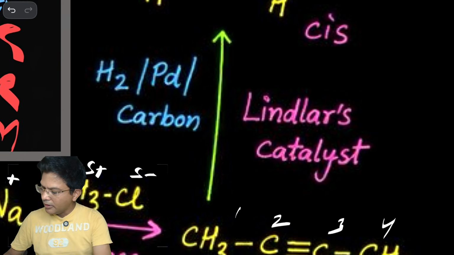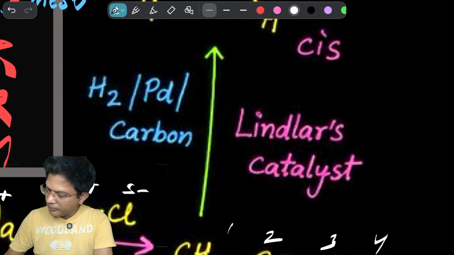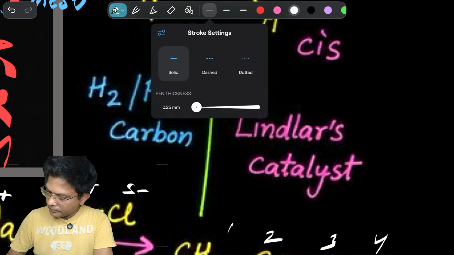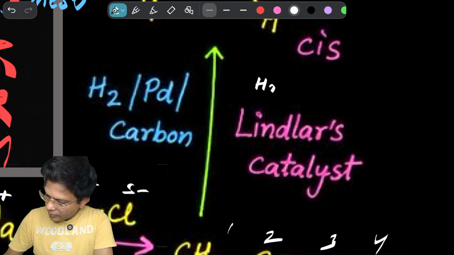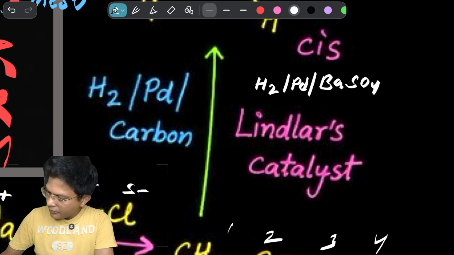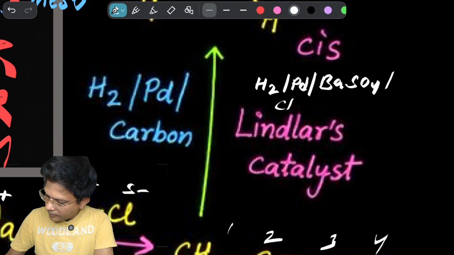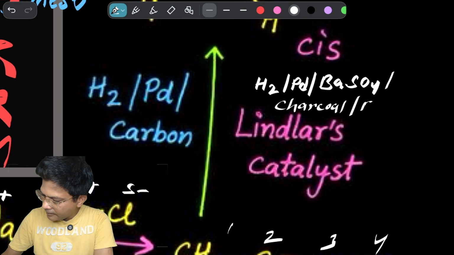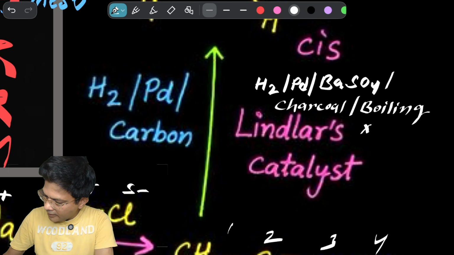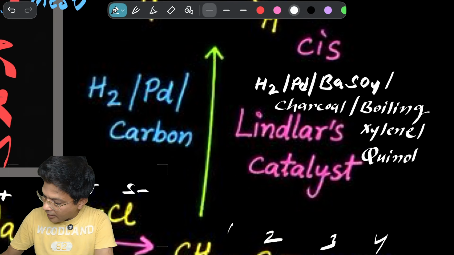So let me write down. If by chance they are giving you H2, Pd, barium sulfate, charcoal, boiling xylene, quinoline. They are also talking about Lindlar's catalyst only.